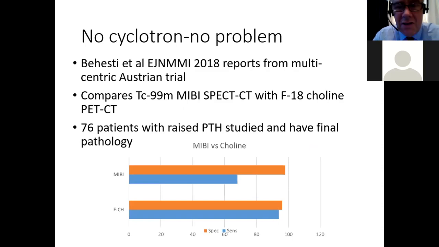So what about, you have a cyclotron and your MIBI's not working. Fortunately, there's a nice trial from Austria that compared MIBI and F18 choline in 76 patients. Here you can see that the orange bar is specificity, and it's very similar. The sensitivity of the MIBI was only around 70% in this group because they're small tumours. But with F18 choline, it was about 93%. So without a loss of specificity, you have a much better sensitivity. And from this paper, they've now agreed to reimburse F18 choline parathyroid imaging in the UK.